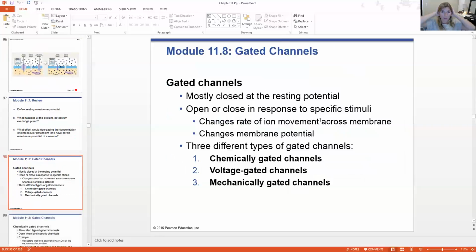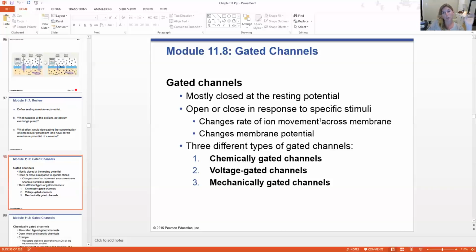So we'll talk about gated channels. So far we've talked about two ways that sodium and potassium get into and out of the cell. One is the leak channel, open passively. They're always flowing like that. Sodium's always coming in, potassium's always going out, and that exchange pump's always pumping them in the opposite direction. Then we also have gated channels.